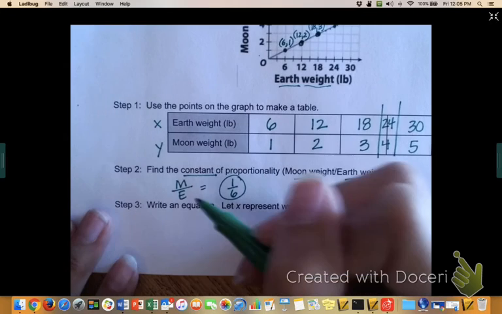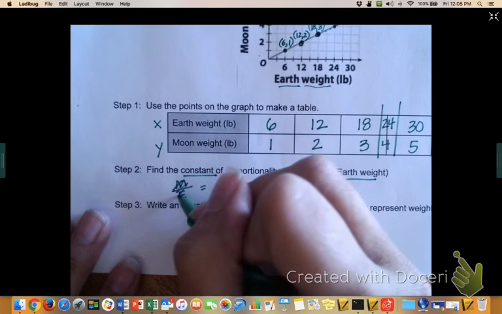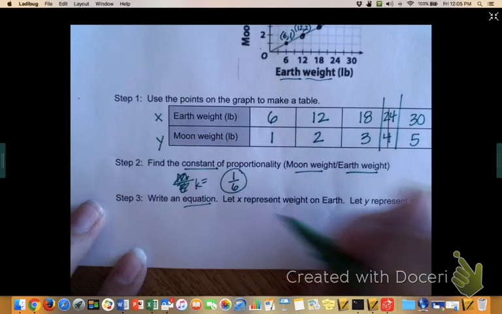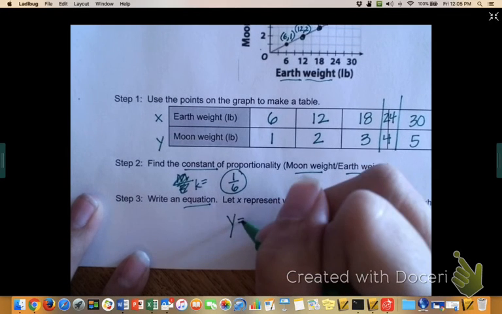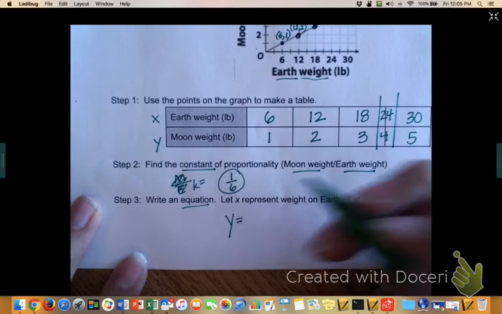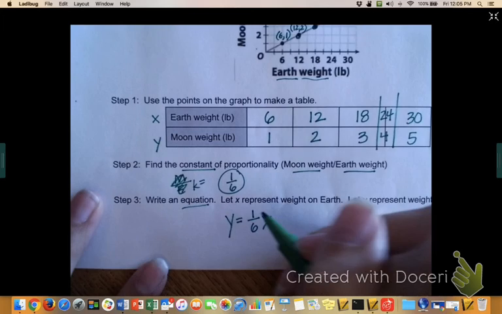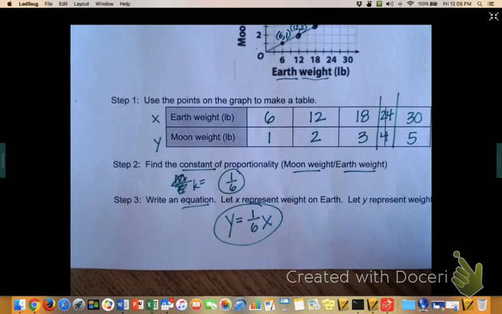Now that we know what that m or k is, depending on what you want to call it, our constant, we can write an equation. Remember, equations are always y equals your constant and then x. So our constant is 1/6 and then x. So y equals 1/6 x.